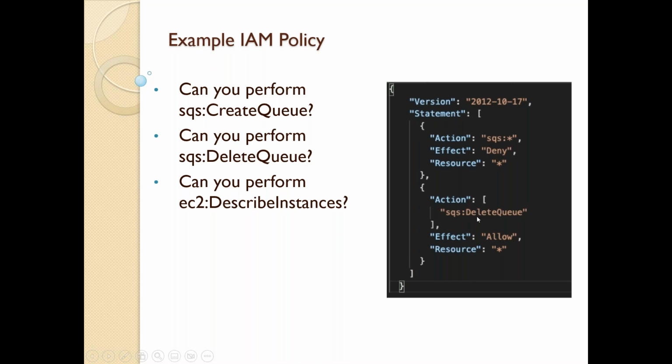Yes, they are saying SQS delete queues allow, but we know that in evaluation logic, the explicit deny will win. So you cannot perform any operations in SQS because you have an explicit deny of SQS:*, even though you have allow here. So you cannot perform create queue, you cannot perform delete queue, you cannot perform EC2 describe instances because nothing is mentioned about EC2, which means it's an implicit deny. This is an explicit deny. So if you attach this policy, he cannot do anything. That's all. This is how you need to interpret it.